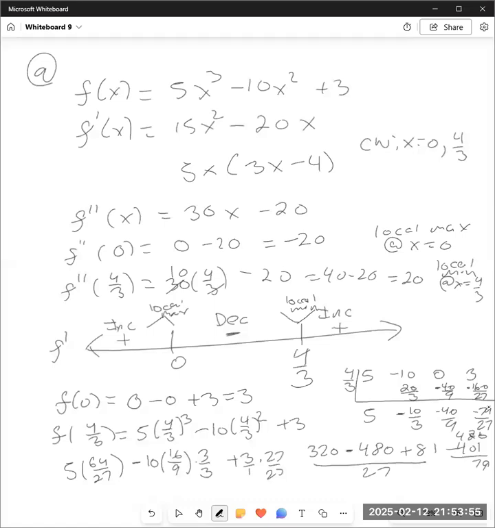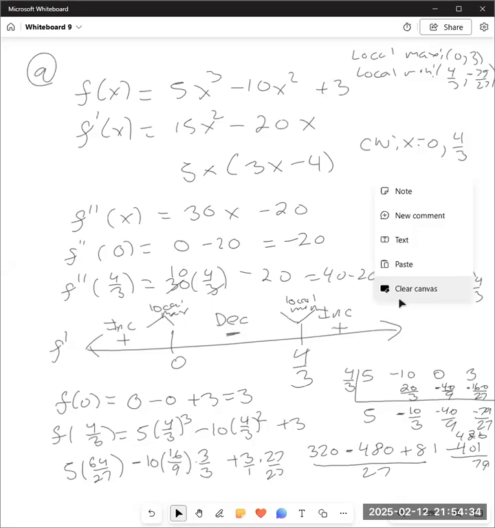So that was a local max of (0, 3), and a local min of (4/3, negative 79/27). Okay. Let's look at number 11 now.